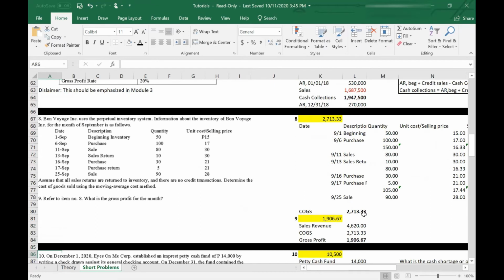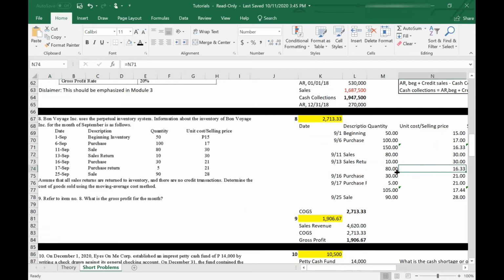For number 8, I think this is a perpetual inventory system, quite difficult compared to the periodic inventory system. For number 8, we're asked to get the cost of goods sold using the moving average cost method. And for number 9, we're asked to compute the gross profit for the month. So how do we compute the cost of goods sold?